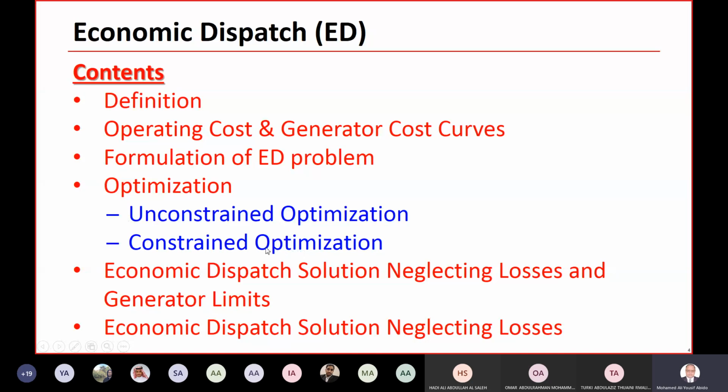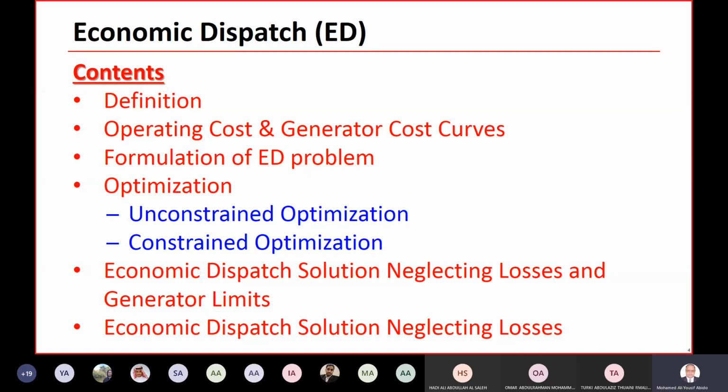And if we consider some constraints, like the power generated from each generator has limits. And also an equality constraint: the summation of the generation must equal the demand, and you cannot generate extra power without load. Electricity is a fresh commodity: you generate, you have to consume. So with constraints, how do we handle the optimization problem? Then we will see the economic dispatch solution if we neglect the losses in transmission lines and also neglect the generator limits, and then if we consider the generator limits and neglect only the losses, how to solve the economic dispatch problem as optimization.